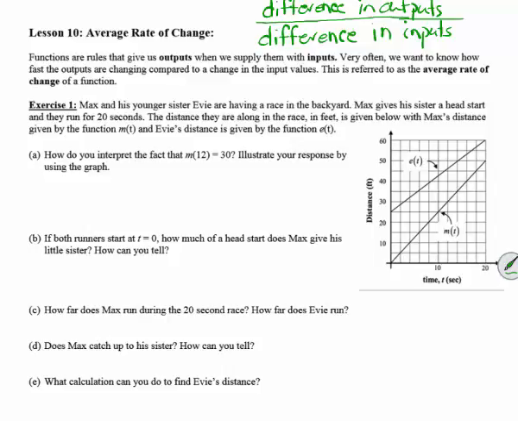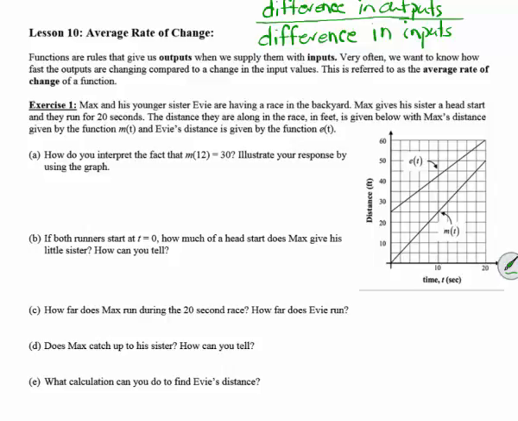Max and his younger sister Evie are having a race in the backyard. Max gives his sister a head start and they run for 20 seconds. The distance they are along the race in feet is given below, with Max's distance given by the function m and Evie's by the function e. How do you interpret the fact that m of 12 equals 30?